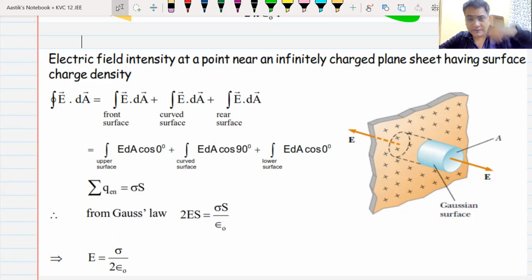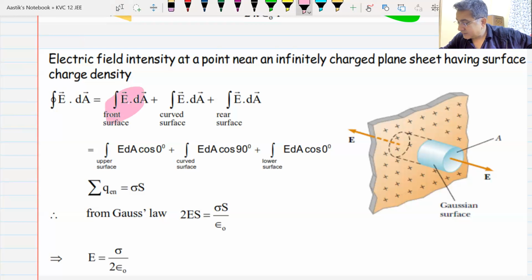The flux through the curved part is 0 because electric field lines go like this, and the area vector of the curved part goes like this. So this flux becomes 0, and the only flux is through the circular parts, and therefore the answer is sigma by 2 epsilon naught. Do we understand this? How it is done? Or shall I explain it more?